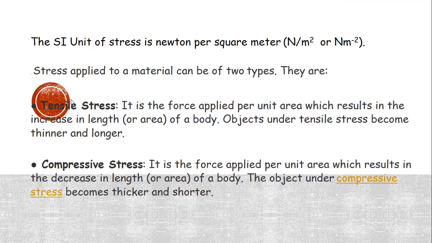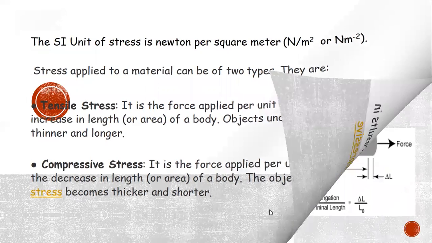Now what is a tensile stress? It is the force applied per unit area which results in an increase in length or area of a body. Objects under tensile stress become thinner and longer. Compressive stress is a force applied per unit area which results in a decrease in length or area of a body. The object under compressive stress becomes thicker and shorter.